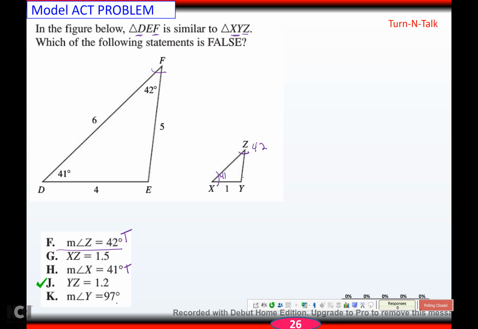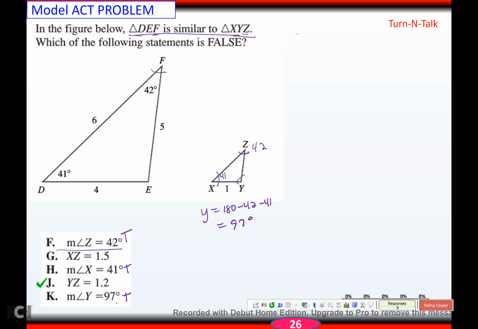The measure of angle Y is 97. Well, I don't know. I'm going to have to do Y is 180 minus 42 minus 41, and I get 180 minus 97. So that's true. Well, crap, because the sides are harder. Well, not harder, but they take longer. Alright, so I got to figure out what the sides are.